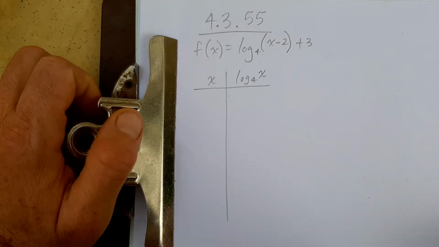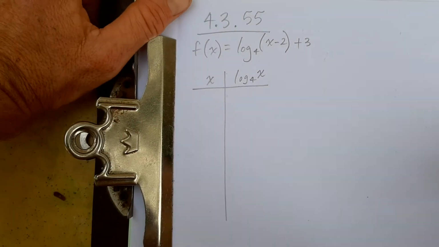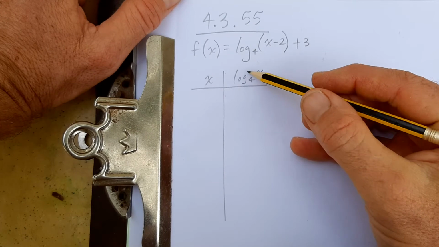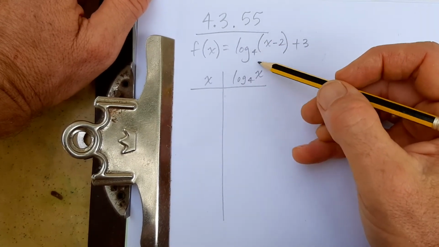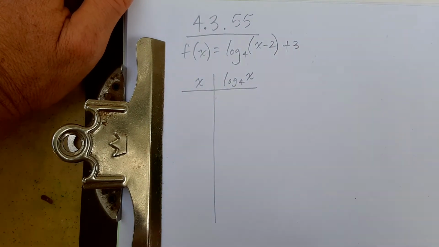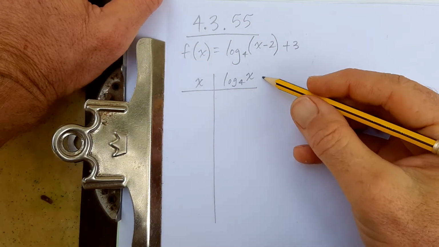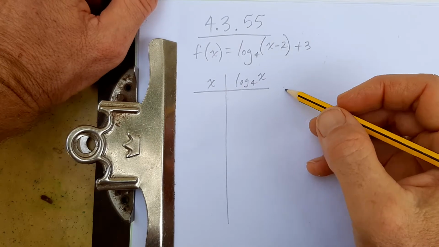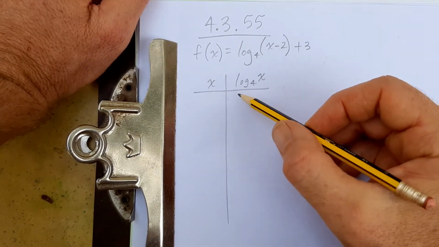Here's another sketch and move problem. So let's go back to 4.3.55, graph this, and it's not difficult to graph it on MyMathLab. It's pretty darn easy. You might not even have to watch any of this.